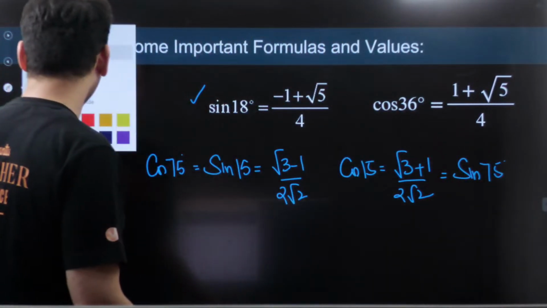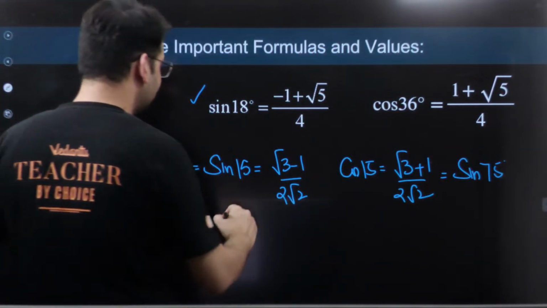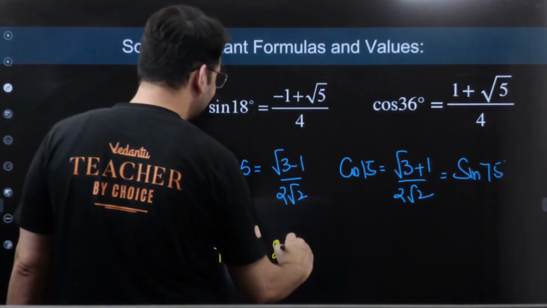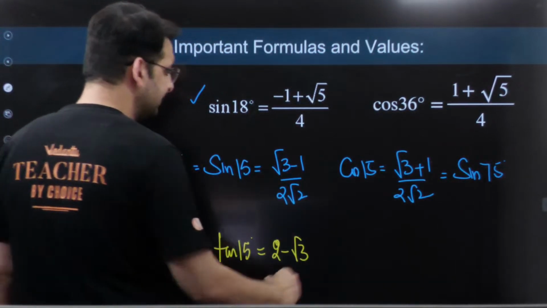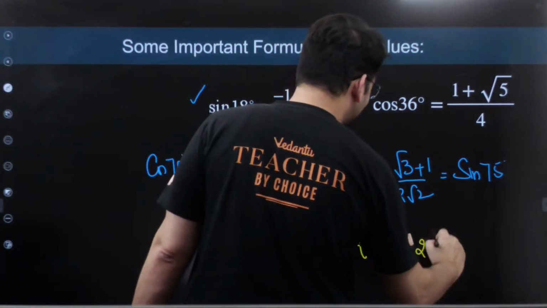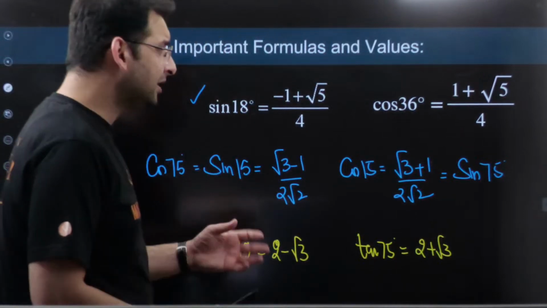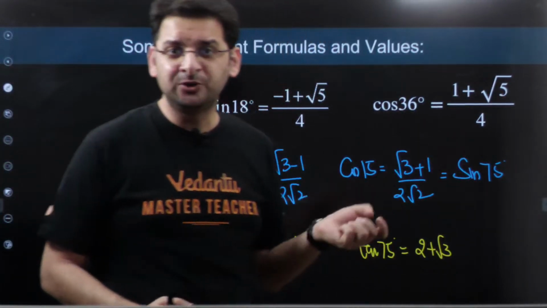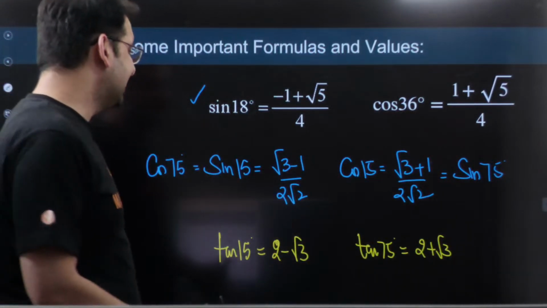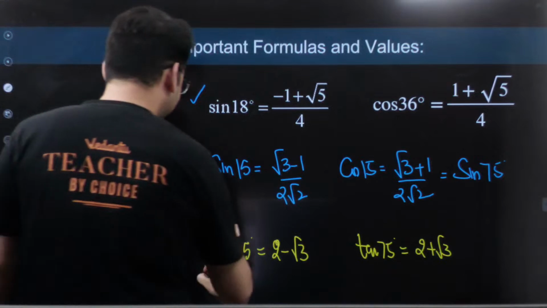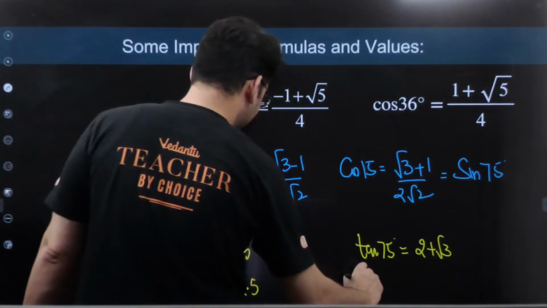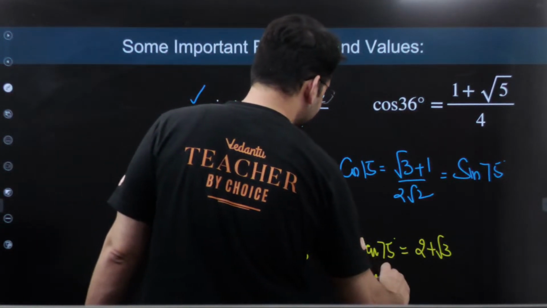You should also know the value of tan 15. Tan 15 is 2 minus root 3. Tan 75 is 2 plus root 3. Although you can find these values again, you should know them, because in a lot of questions these expressions get used, so that you directly have an idea which angle it is. So tan 15, tan 75. Also, guys, if possible, tan of 22.5 and cot of 22.5.